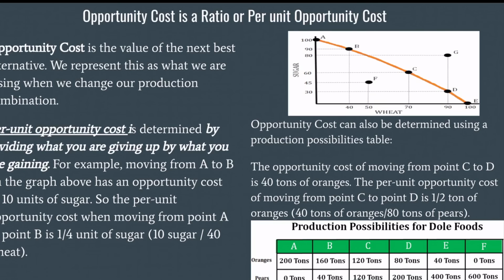For example, moving from A to B on the graph above has an opportunity cost of 10 units of sugar. So the per unit opportunity cost when moving from point A to B is 1/4 unit of sugar, or 10 sugar over 40 wheat.